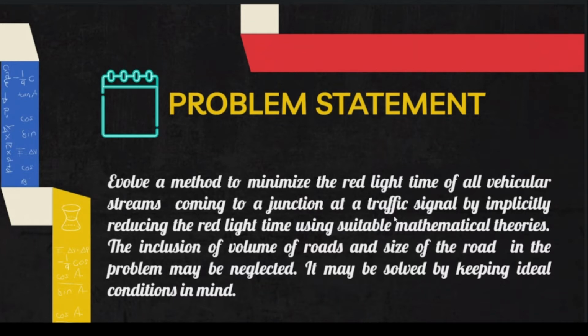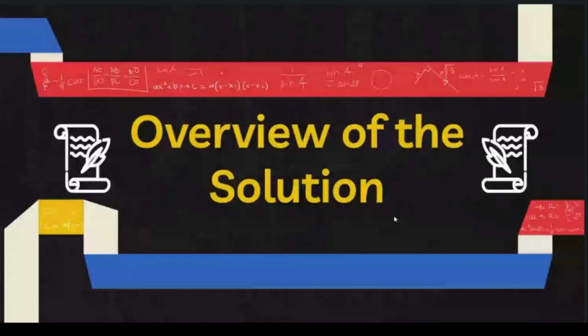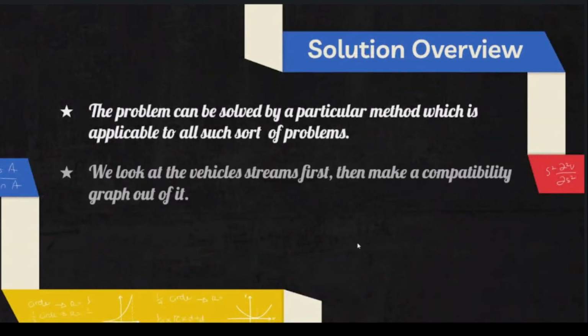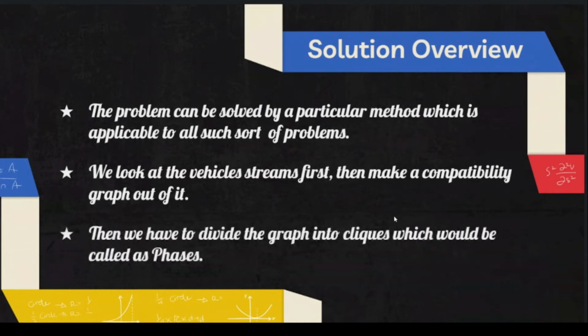So here is the overview of our solution. Let us just look at the steps we approached to solve this. The problem can be solved by a particular method which is applicable to all such sort of problems. So we look at the vehicle stream first. Basically a stream is vehicular traffic in a particular direction. Then we'll make a compatibility graph out of it. A compatibility graph is a graph which we build looking at the streams of traffic. Then we have to divide the graph into cliques, which would be called phases. Cliques are basically a subgraph of the compatibility graph, which is a complete graph in itself.